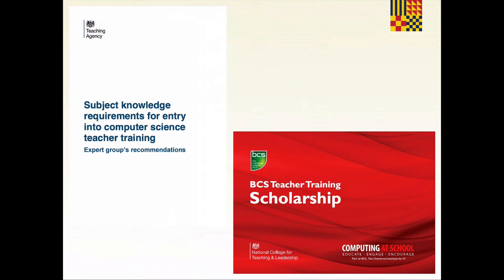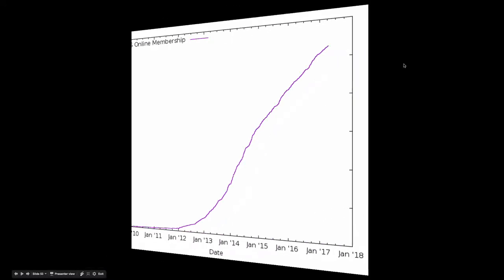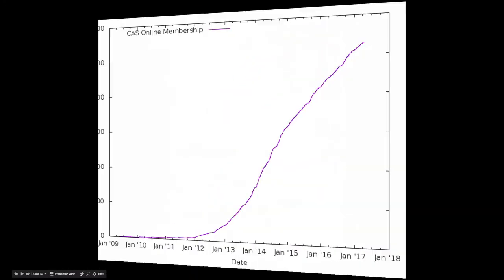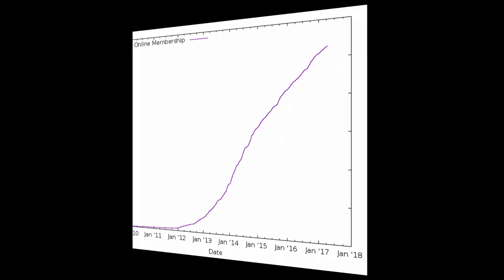It will take a long time for just those leaving university to fill up the spaces which we have. So we need to focus on teachers themselves, training them, providing professional development. So this is an important part of Computing at School, CAS's role here. And we've grown at an incredible rate. We now have 26,000 members across England, across the UK, and indeed abroad, from very, very humble beginnings back in 2009.